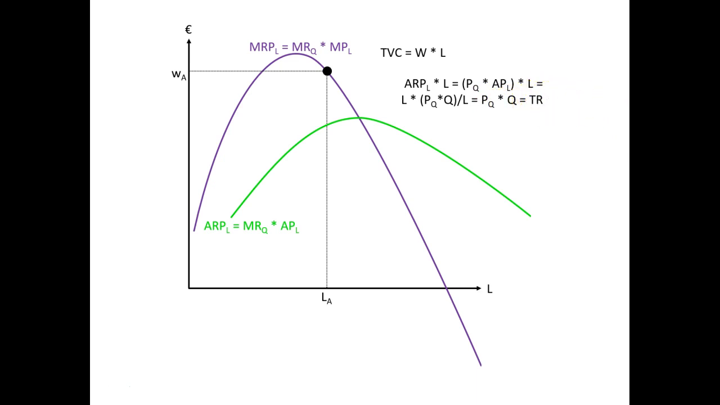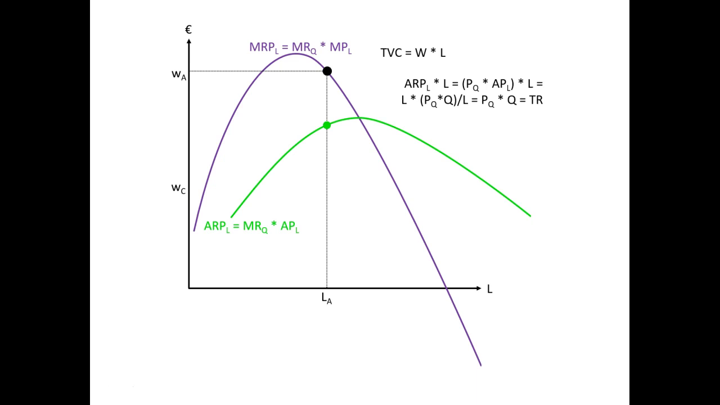So when we look at this, we see that if they are buying LA units of labor, they will have a total variable cost that is greater than its total revenues. So we don't even cover our variable costs, and then we also have to pay for the fixed cost. So this is something that is not interesting for the company. It will not be a part of the demand function.